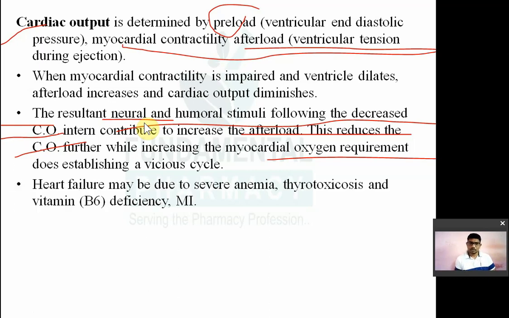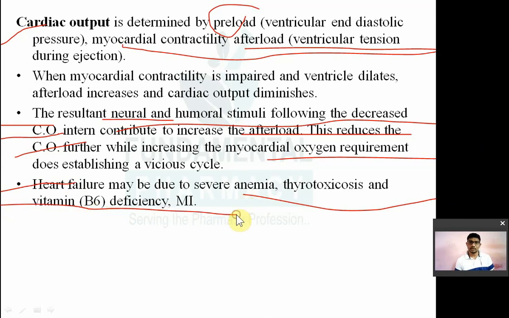Now, heart failure is due to different reasons. For example, heart failure may be due to severe anemia. Thyrotoxicosis. Thyrotoxicosis means increased thyroid hormone. Then vitamin B6 deficiency, myocardial infarction.